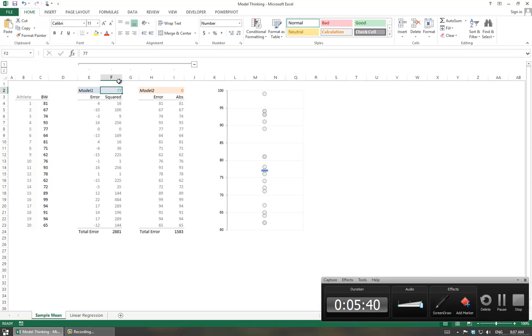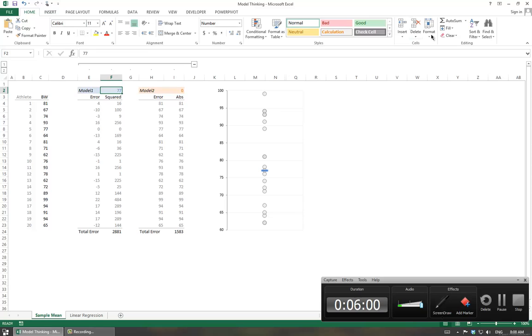So we want to find a number, the model, in this case the mean, that minimizes the error term. And as we all know, that's the mean, and this is basically a variance. Or if you divide this by the number of subjects and take the square root, we're going to get a standard deviation.